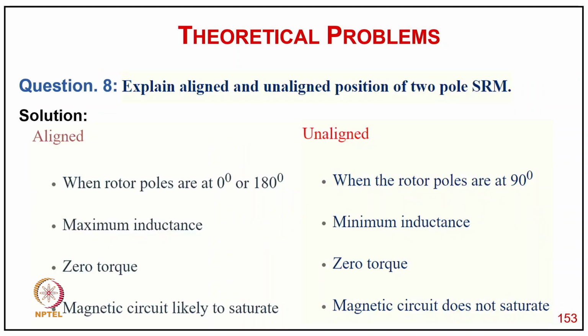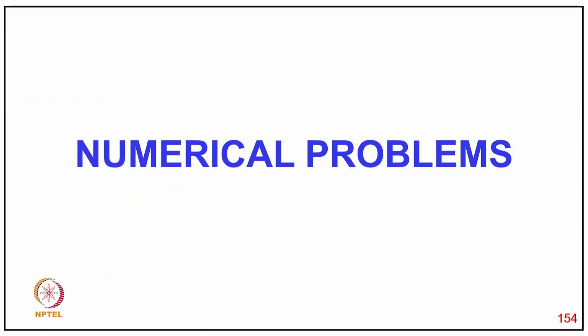Now question 8: Explain the aligned position. In the aligned position the rotor poles are at 0 degree or 60 degree: maximum inductance, maximum torque, and the magnetic circuit is likely to saturate. In the unaligned position the rotor poles are at 90 degree: minimum inductance, 0 torque, and the magnetic circuit does not saturate. Now coming to numerical problems.